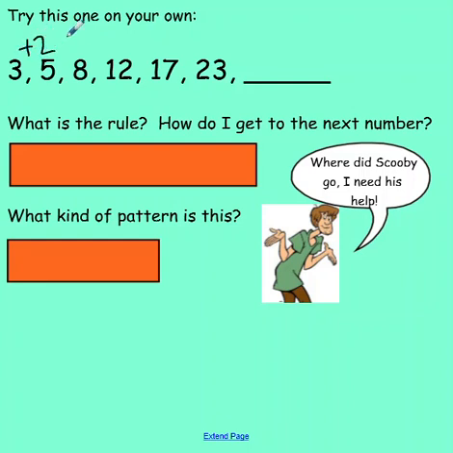Plus 2, plus 3, plus 4, plus 5, plus 6. This will be plus 7. So the rule is adding plus 2, plus 3, plus 4, etc. You're adding one more each time. How do you get to the next number? By adding one more. This number would be 30, and this would definitely be a growing pattern.